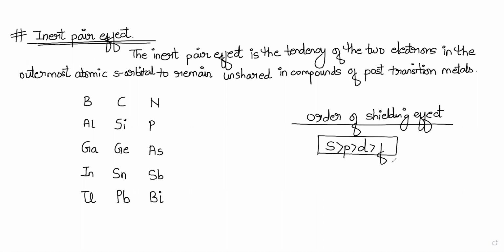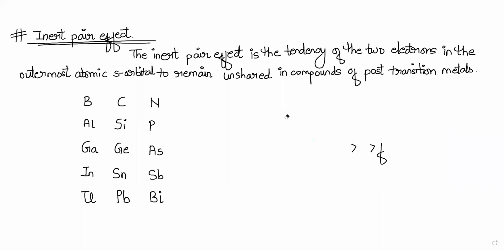Now let's come to the topic we have to cover today, the inert pair effect. This inert pair effect deals with the oxidation state. We'll see how the oxidation state varies as we go down the group. I hope you have noted this down. So, oxidation state.